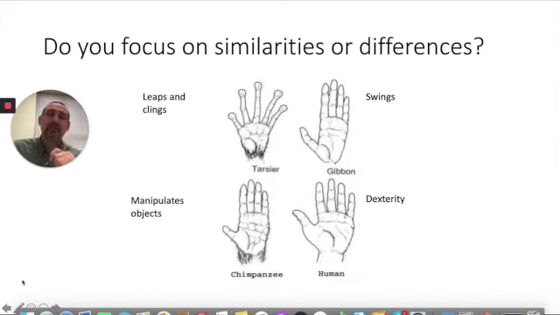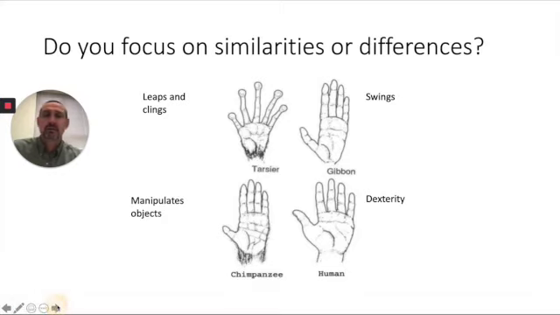But if you look at the function of the hands, you'll see that there are significant differences. For example, the gibbon's hand functions very well for swinging, whereas the human hand is better for dexterity, with that movement of fingers and thumb. So just because there's similarity in structure does not mean that they have the same functionality.